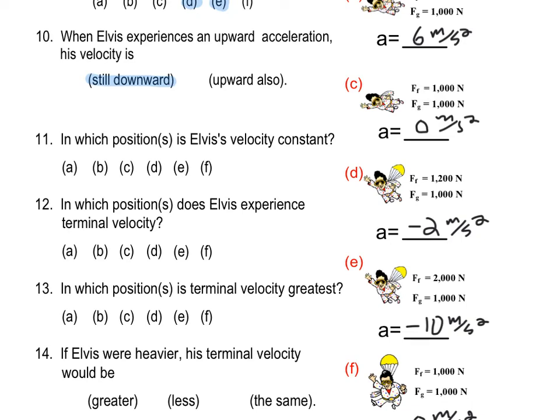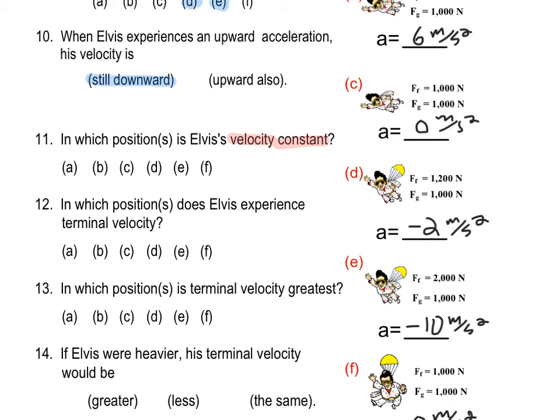In number 11, it asks, in which position or positions is Elvis's velocity constant? Anytime you see these two words, constant velocity, in this chapter, it's very simple. It means you have no change in v, which means you have no change v over t, or acceleration. And if you have no acceleration, because F equals ma, you must also have no net force. So that's a very important distinction.